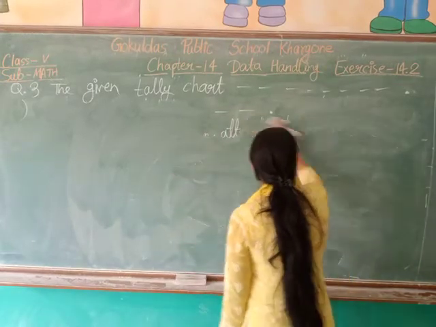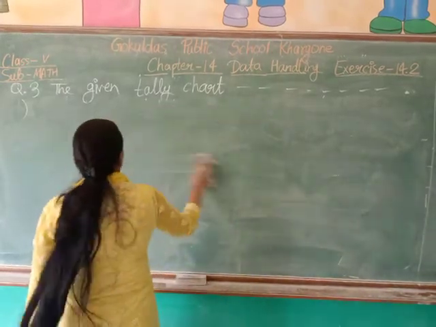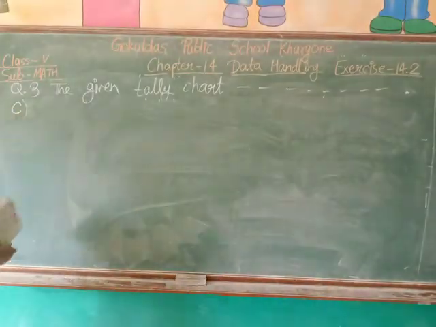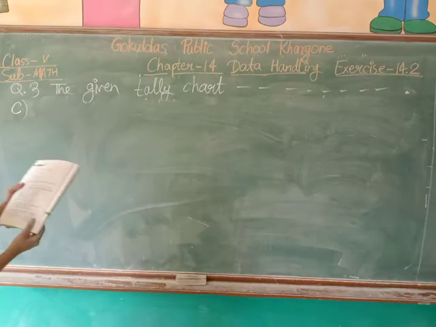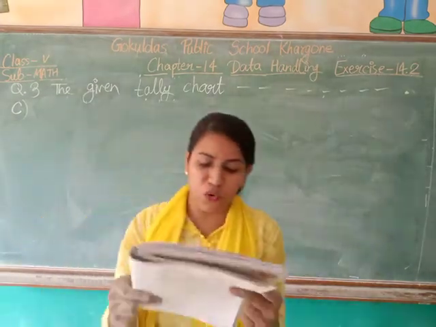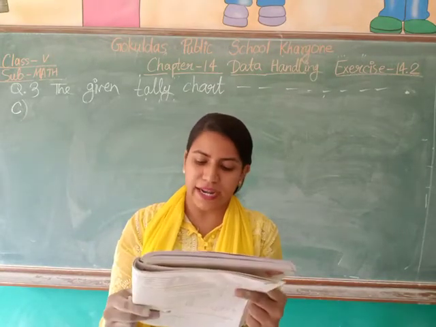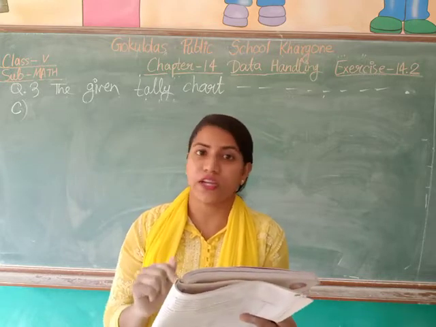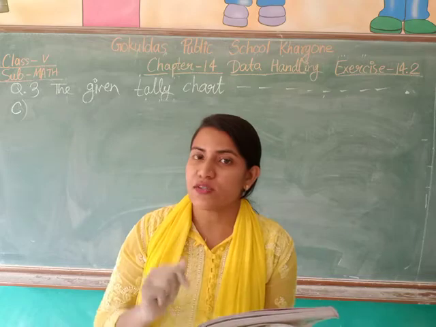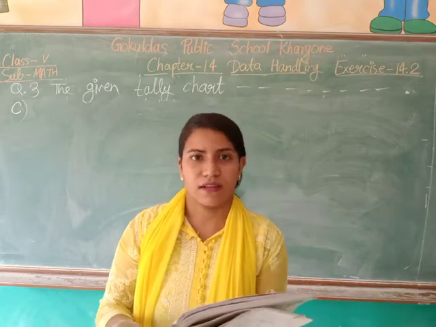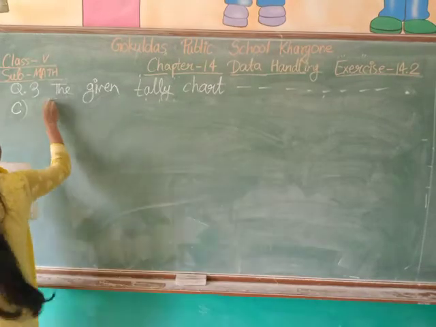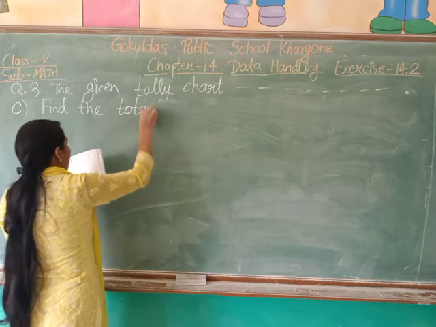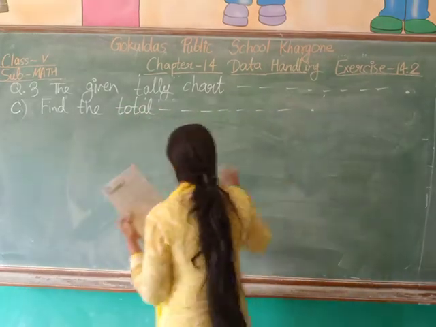By using the given table we can answer all these questions. So question number C is: find the total number of students who attend dance class and light music class. Now we want to find the total of what? The number of students who attend dance class and light music. Total means we will add them. We will add the numbers.